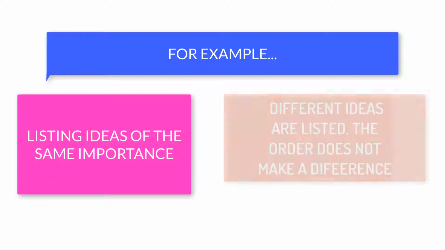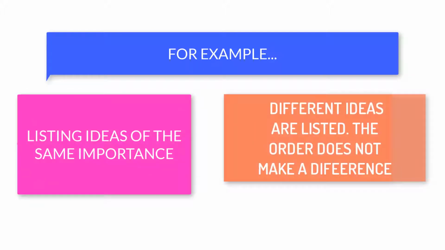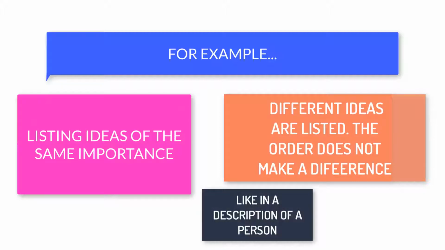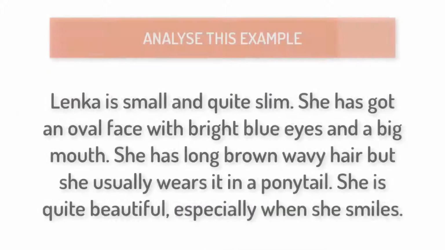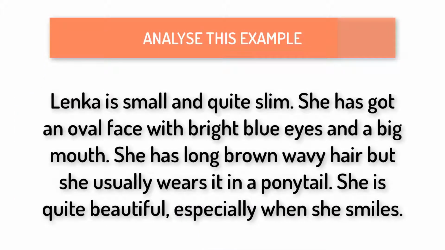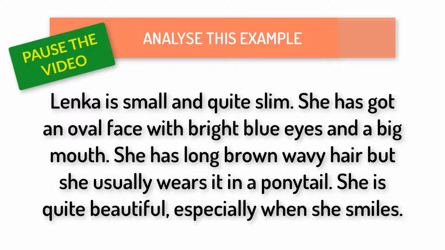For example, listing ideas of the same importance. Different ideas are listed. The order does not make a difference, like in a description of a person. Analyze this example to see if you understand what we mean.